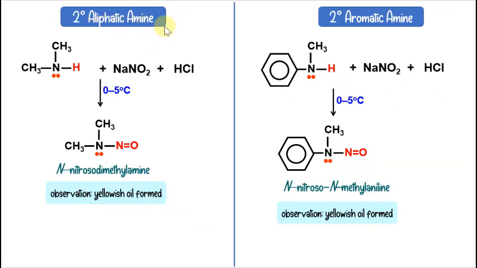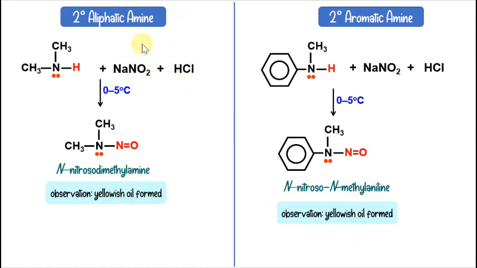For the secondary aliphatic and secondary aromatic amine, we cannot use the test to differentiate secondary aliphatic amines and secondary aromatic amines, because the observation obtained for these two compounds is the same. Okay, we get a yellowish oil. Both will give a yellowish oil.